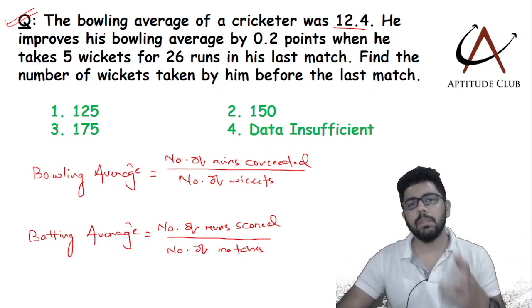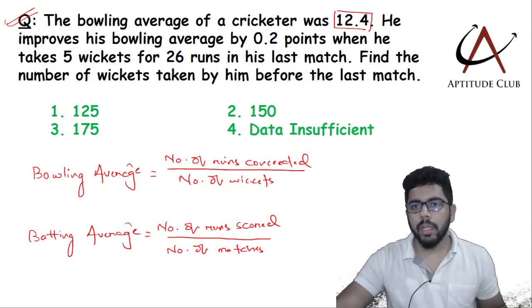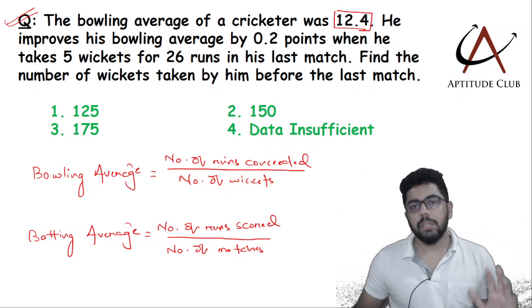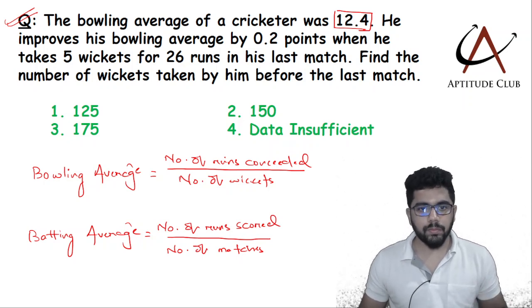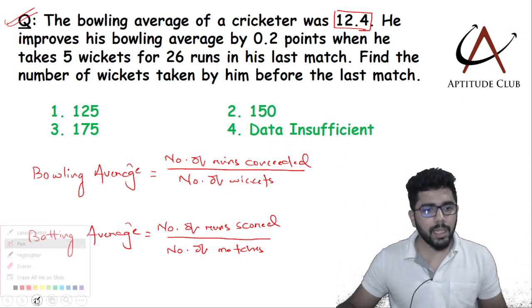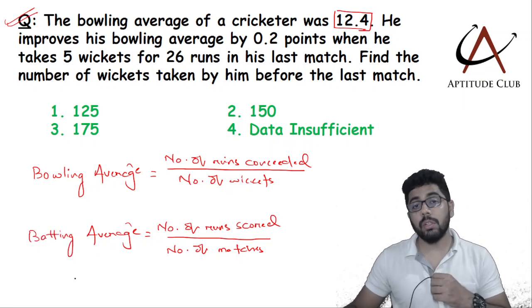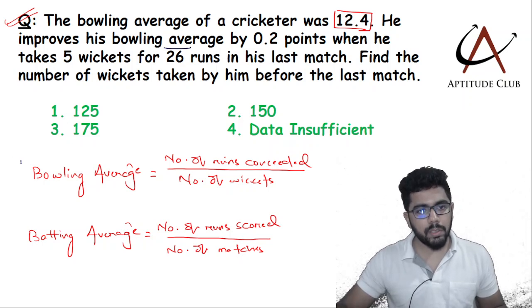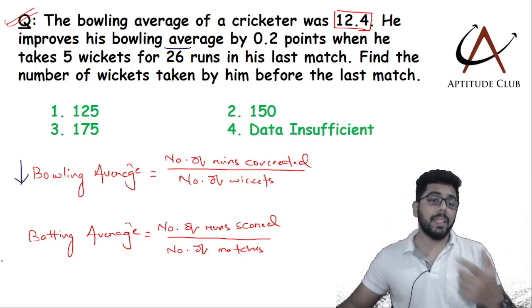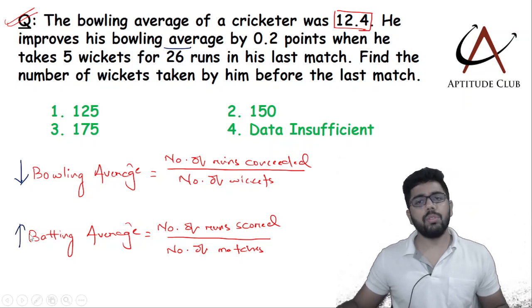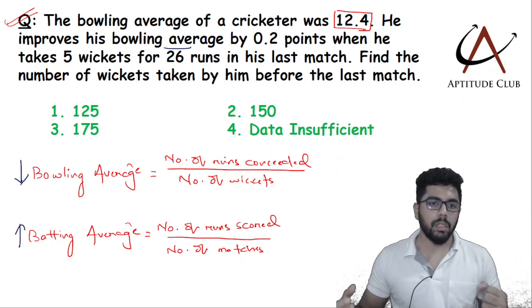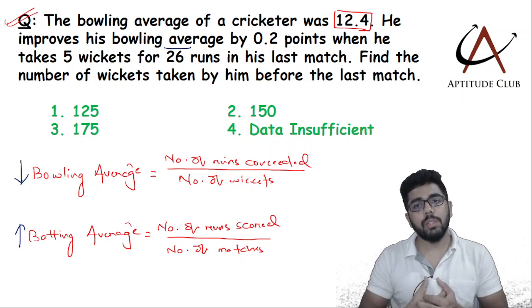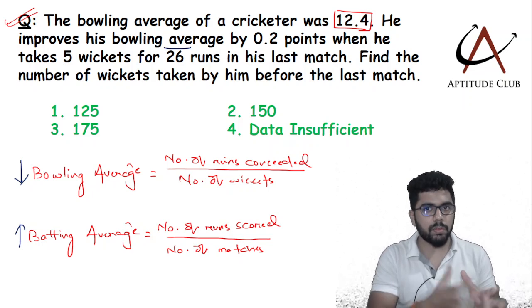That means here, if it is saying the bowling average of the cricketer was 12.4, that means for every 12.4 runs that the bowler concedes, he takes a wicket. That is the meaning of bowling average. Now, when I say the bowling average is improving, that means you concede lesser runs per wicket. So improving the bowling average means the bowling average comes down. Improving the batting average means the batting average goes up, because you would want the batsman to score more runs per match, but you will not want the bowler to concede more runs per wicket. You will want the bowler to take as many wickets as possible with lesser number of runs conceded.